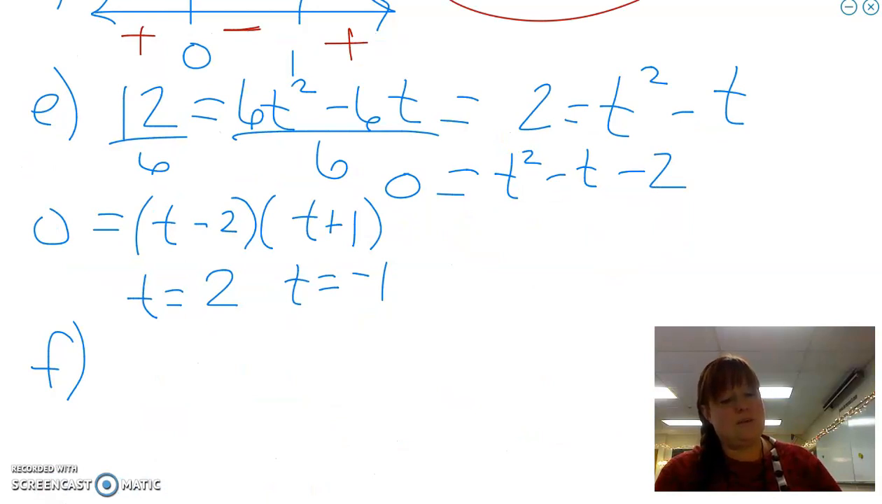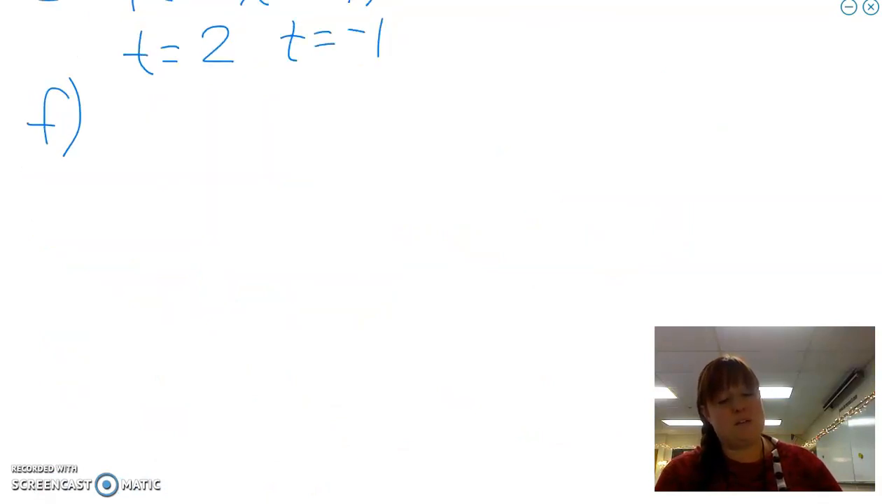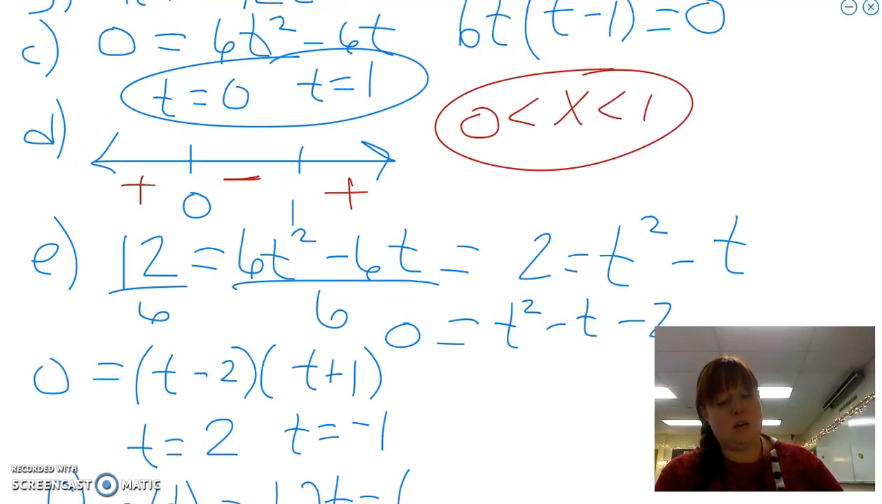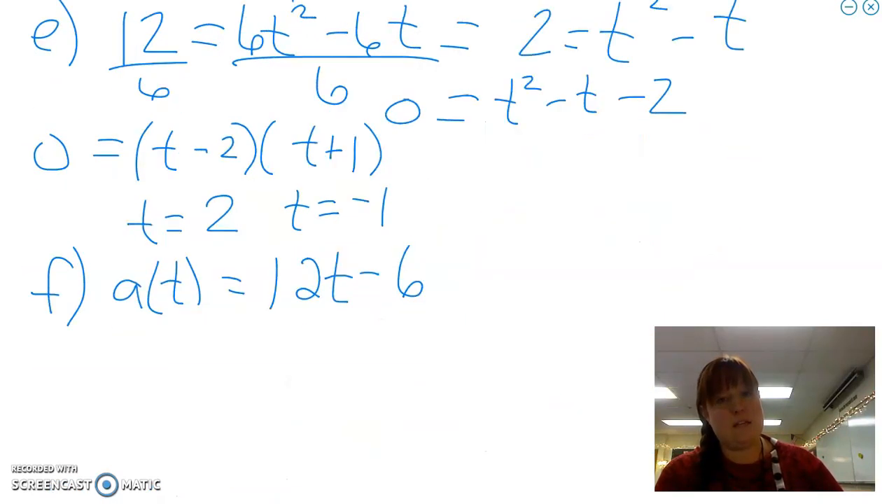This is why it's really good to label your stuff, because you get points taken off. But it's really good to label your stuff also because then when you need it again, we can just go back here. Yep, 12t minus 6.